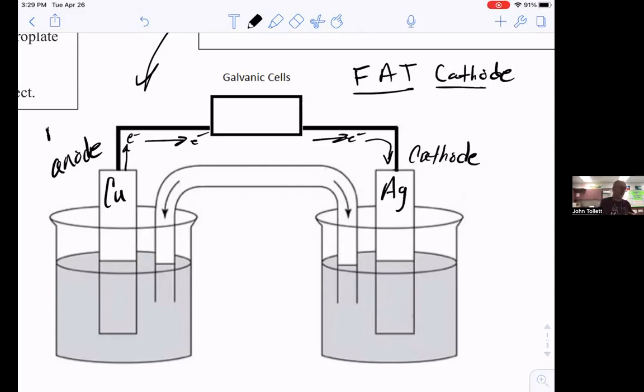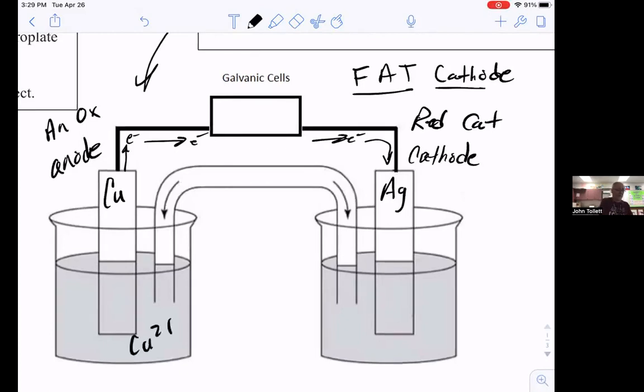The anode is the site of oxidation. You can remember that as an ox, and the cathode is the site of reduction. So you would have red cat over here to remember that. Sorry, I'm getting distracted. Red cat. So I would write my solution of my ions here. So these are Cu2+ ions here. And this would be in a bath of the silver ions here.